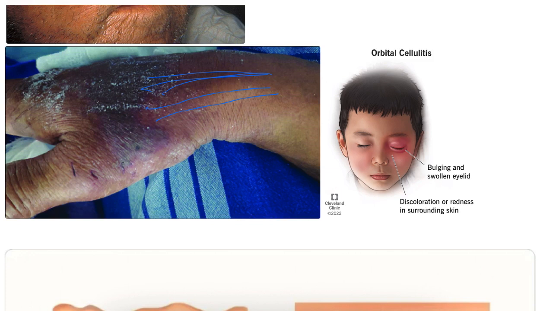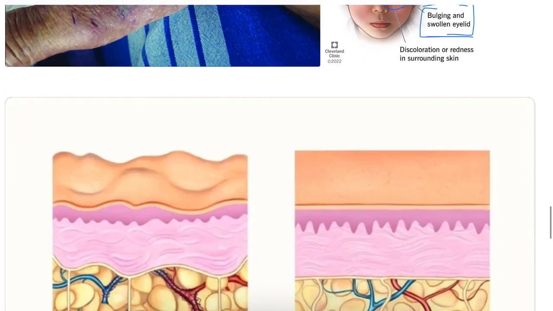Next, here we can see orbital cellulitis. You can see bulging and swollen eyelid and redness discoloration in the surrounding skin. We can also see diabetic foot. Diabetic foot can also mimic cellulitis. If a patient gets diabetic foot, they are at high risk of osteomyelitis, gangrene and amputation.